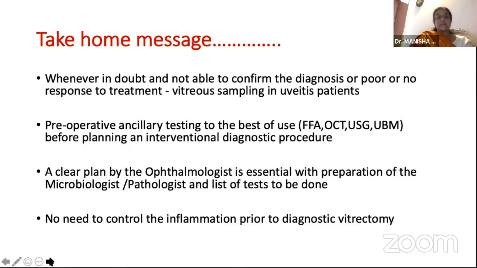A clear plan by the ophthalmologist is essential with preparation of the lab personnel, the microbiologist, and the pathologist, and they should exactly be made aware of the sample being sent and what exactly you're looking for. There is no need to control the inflammation prior to a diagnostic vitrectomy because you are actually wanting a sample in hand which can add to the diagnosis of the patient, and then subsequently you can modify the management of the patient.